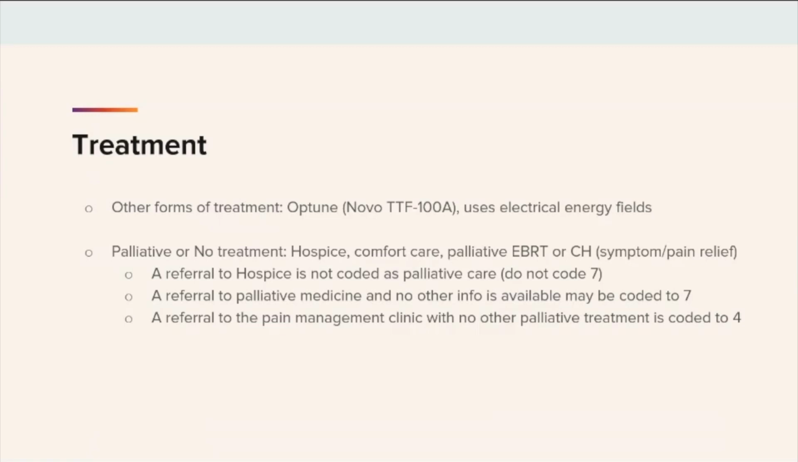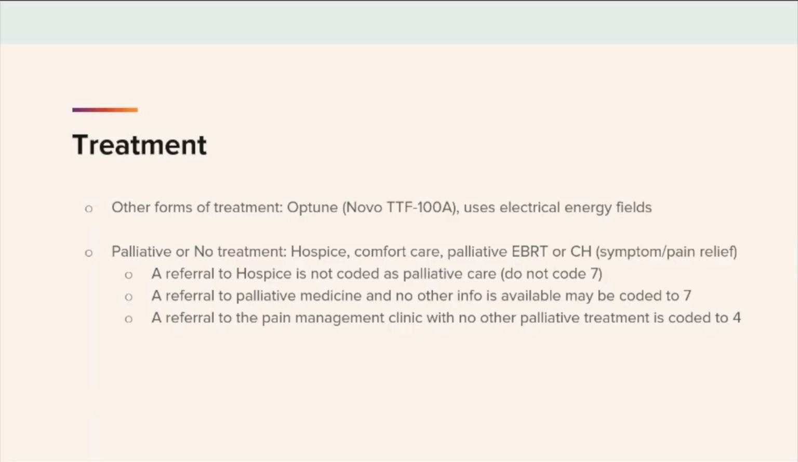Optune, which uses electrical energy fields to treat brain tumors, is coded as other treatment per the SEER Anti-Neoplastic Database. For many with an advanced brain cancer diagnosis, no treatment or hospice is elected. Oftentimes, palliative chemo or radiation is completed to reduce the tumor burden on the patient, relieving symptoms without the intent to cure the cancer. This is coded in addition to the actual drug. If chemo with Temodar is administered for palliative reasons, you will code chemo and palliative separately.